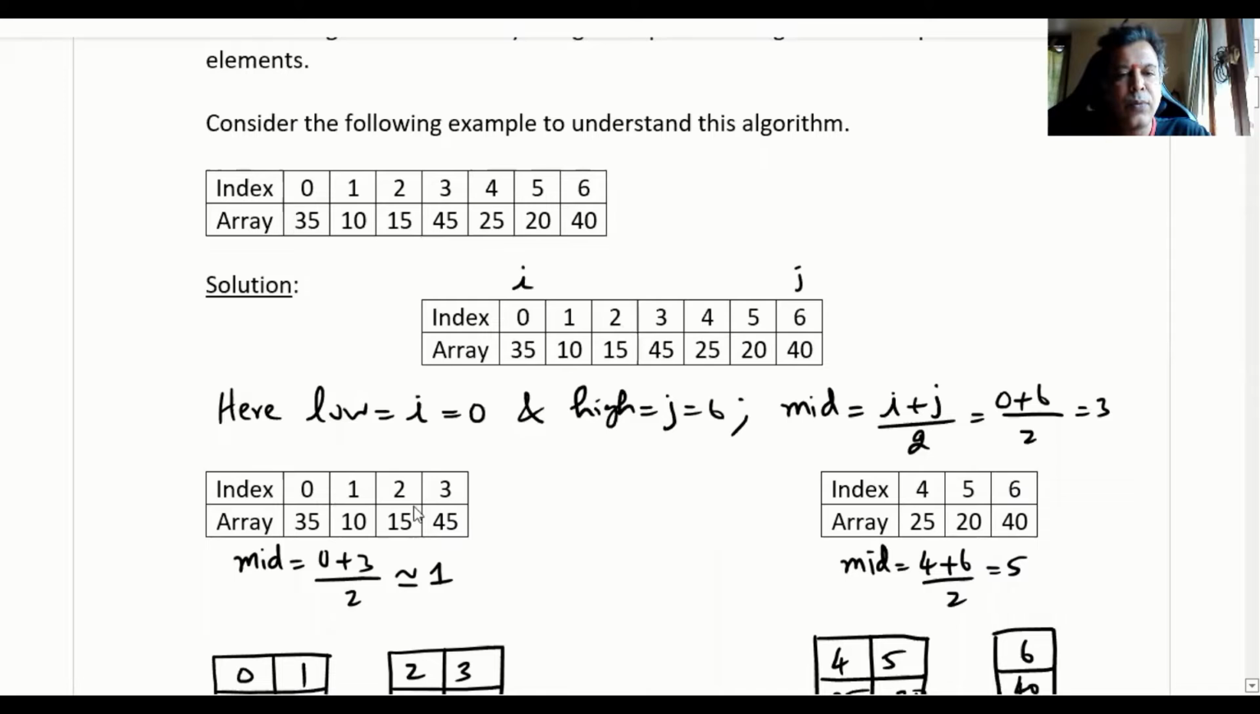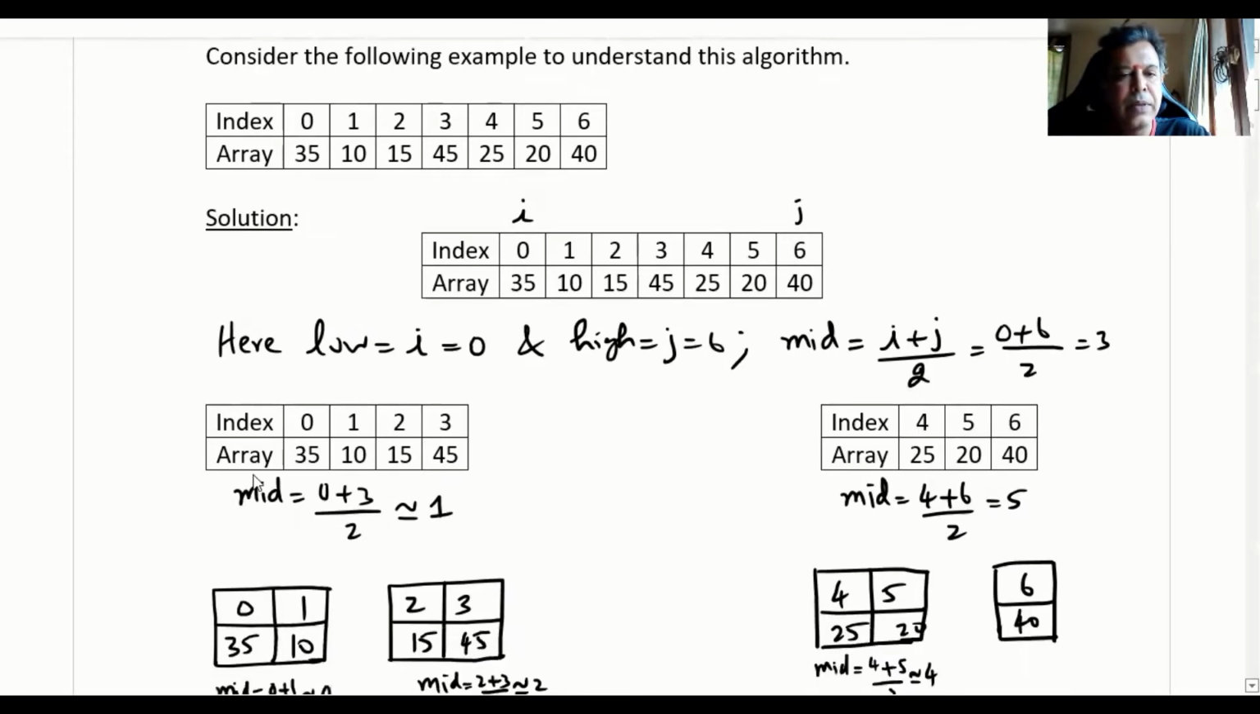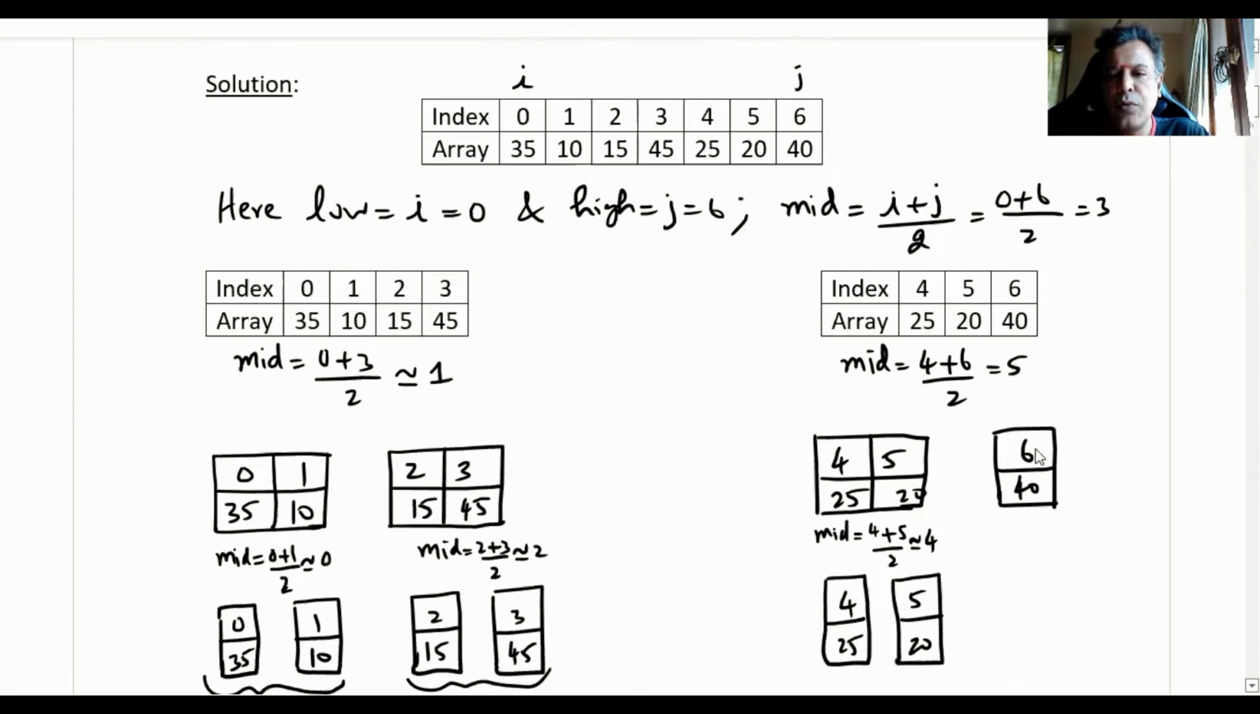Since it has more than one element, again we will find the mid value. The mid value will be (0 plus 3) divided by 2, which is 3 by 2, approximated or truncated to 1. Here it is (4 plus 6) by 2, which is 5. So we will divide it into 0 to 1, one subarray, and 2 to 3, another subarray. Similarly here, since the mid is 5, 4 to 5 is one subarray, and another subarray has the 6th index. This we will no more split because it's already reduced to one element, whereas these others will be split further.